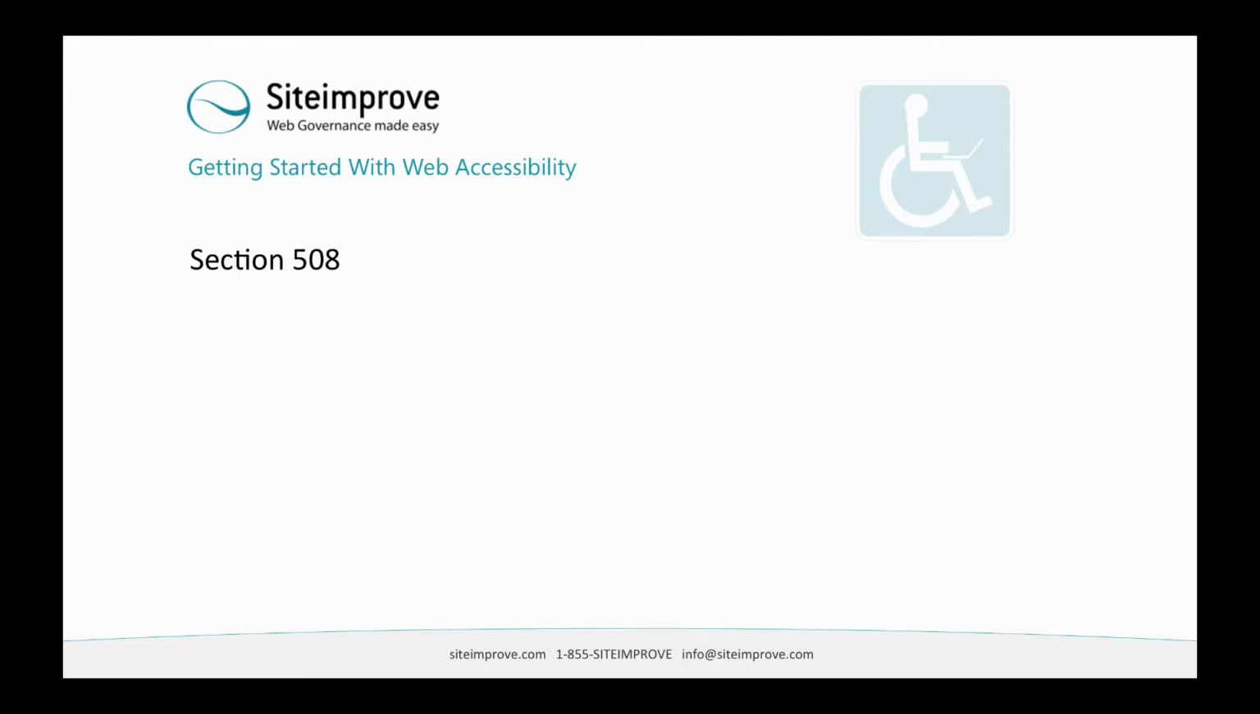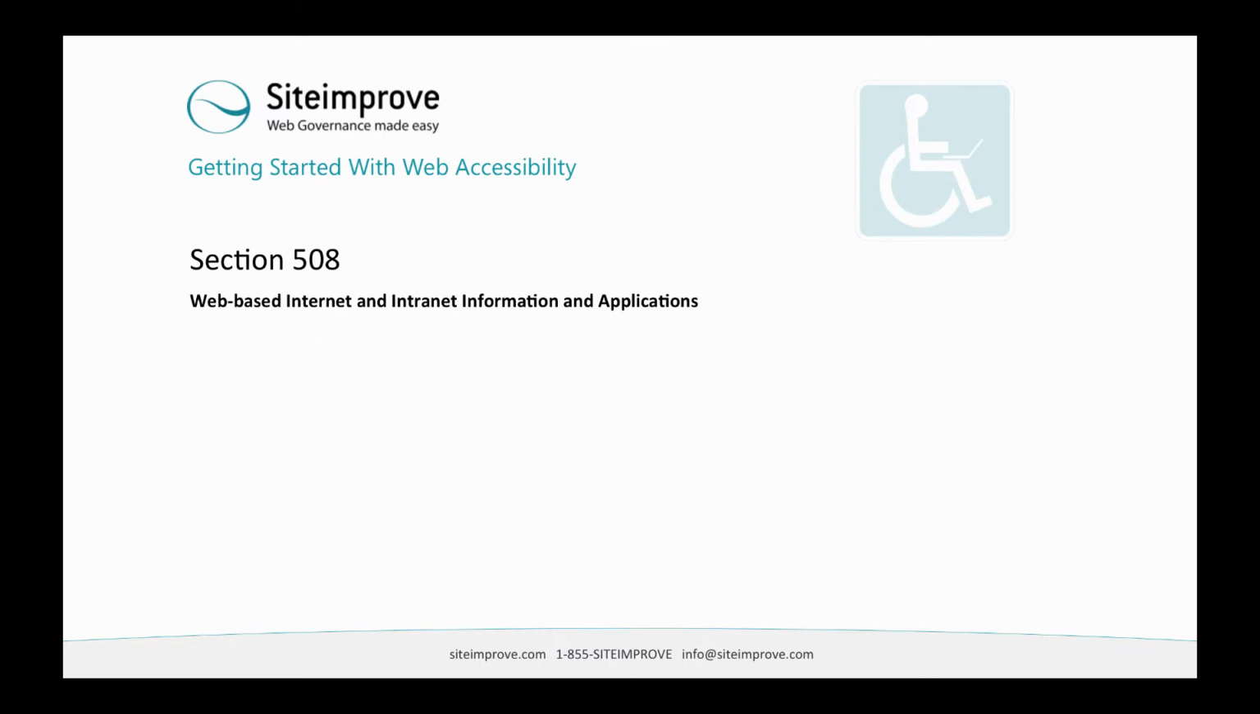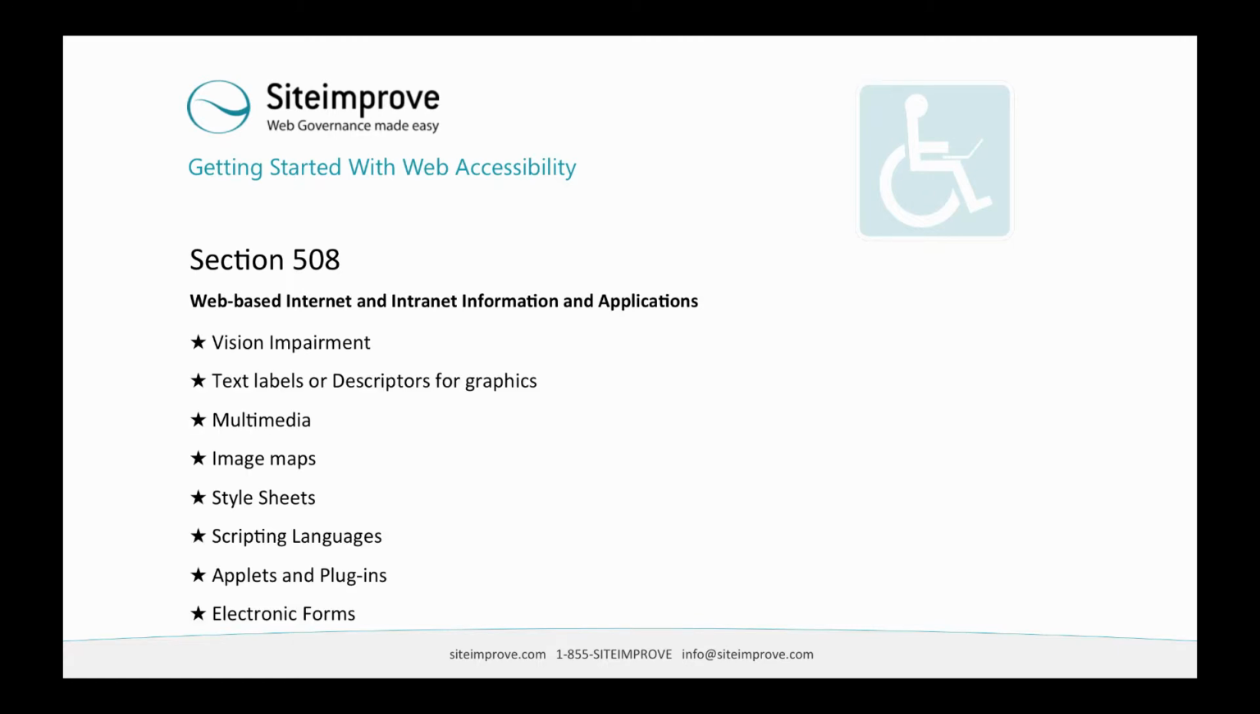Section 508 standards cover these areas of technology: software applications and operating systems, web-based internet and intranet information and applications, telecommunications products, videos and multimedia products, self-contained closed products, desktop and portable computers. Let's go ahead and focus specifically on web-based internet and intranet information and applications. In this section, it addresses visual impairment, text labels or descriptors for graphics, multimedia, image maps, style sheets, scripting languages, applets and plugins, and electronic forms.